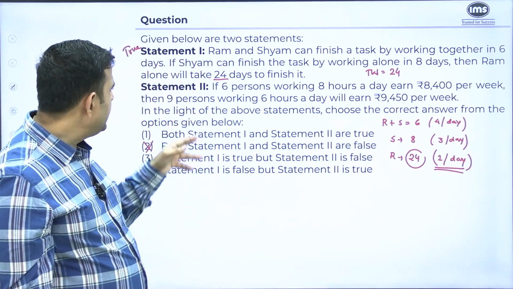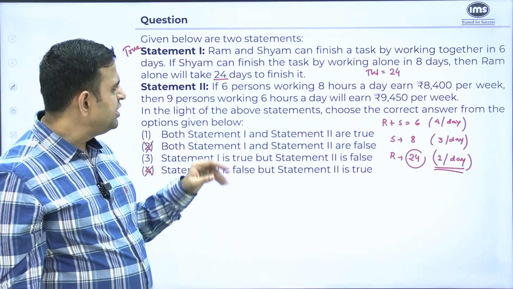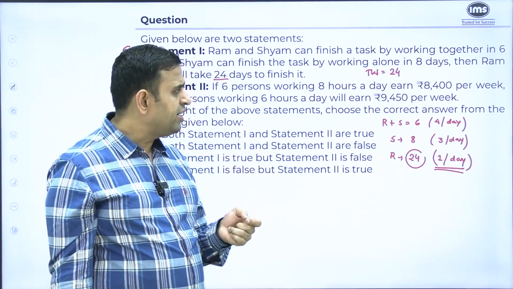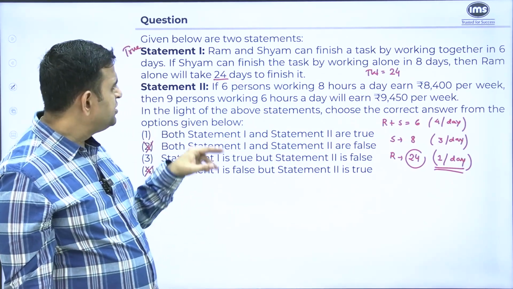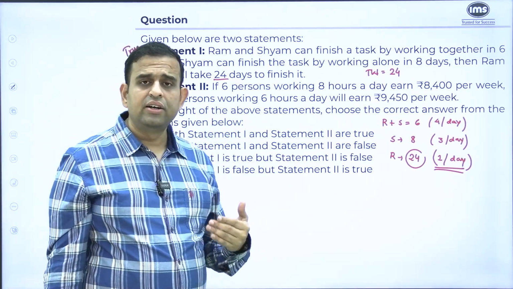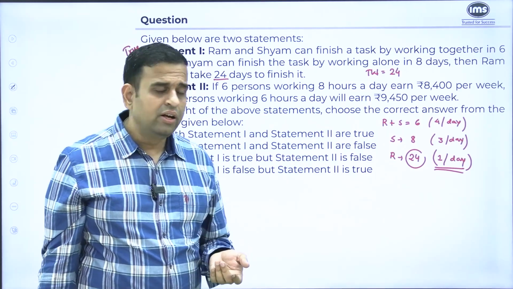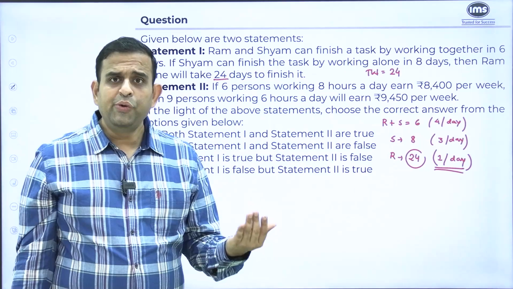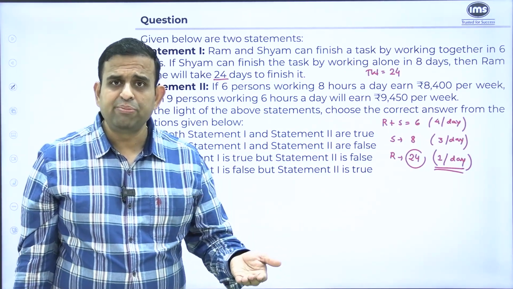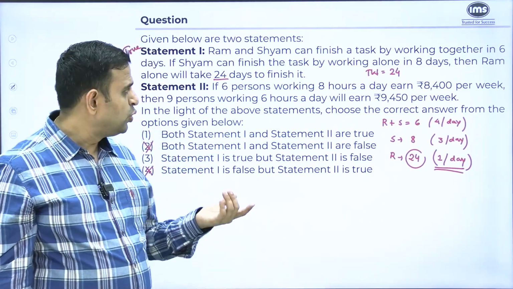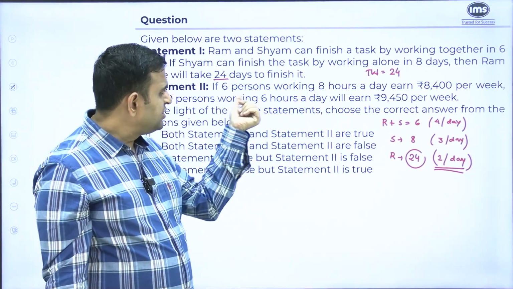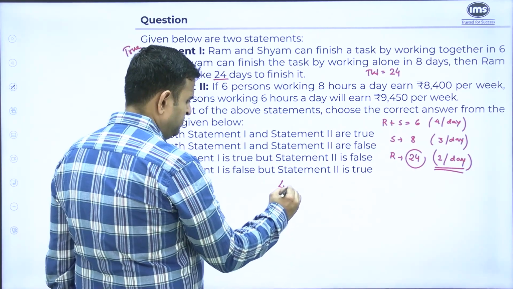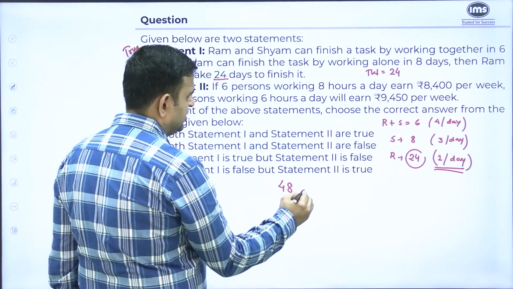Let's try to also look at the next one. If 6 persons working 8 hours a day earn 8400 per week, then 9 persons working 6 hours a day will earn 9450 per week. The main thing is the per week part is very, very important. So understand, we can take the help of the man-days concept or the man-hour concept. So over here, 6 persons, 8 hours, that basically means 48 man hours.